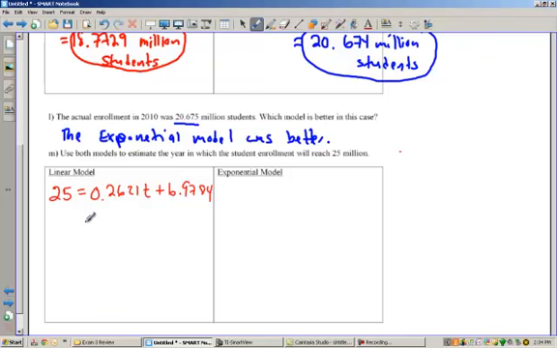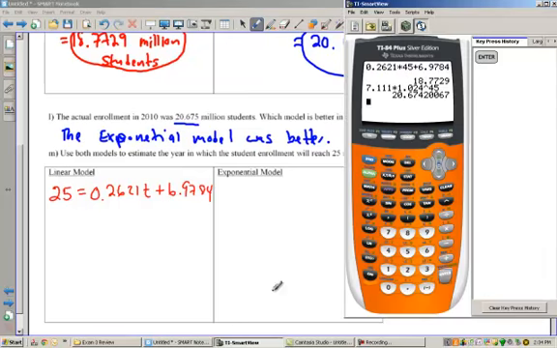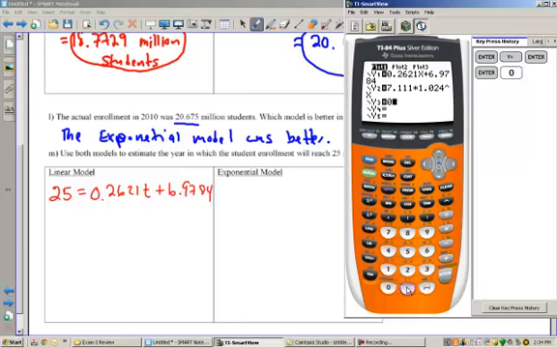Now there's two ways to do this. We can solve it by hand because it's a linear equation, or we can just use our calculator. I'm just going to use my calculator. So down here, what I'm going to do is plug in this: 0.2621, and I have an X, plus a 6.9784.